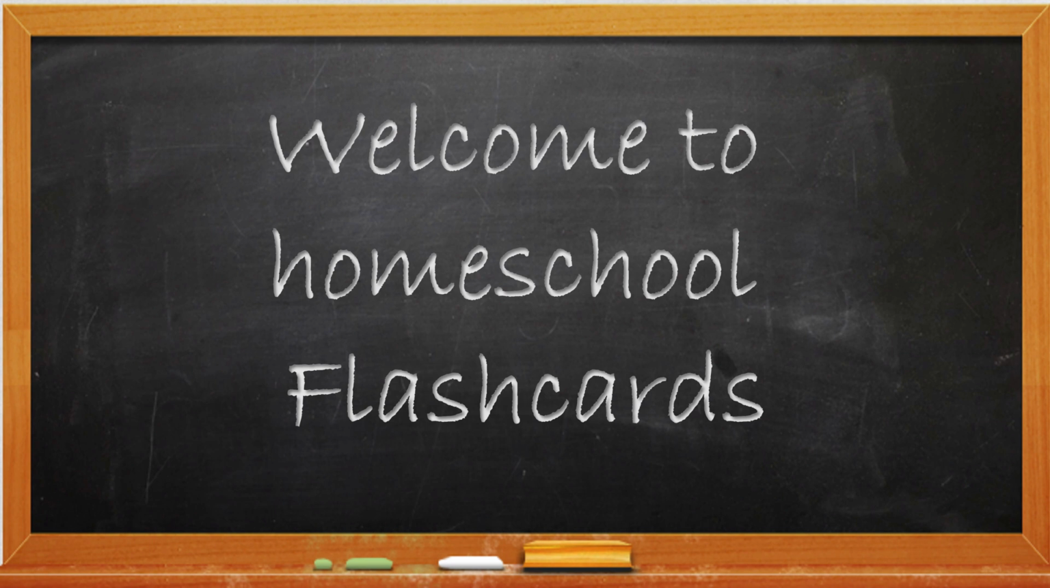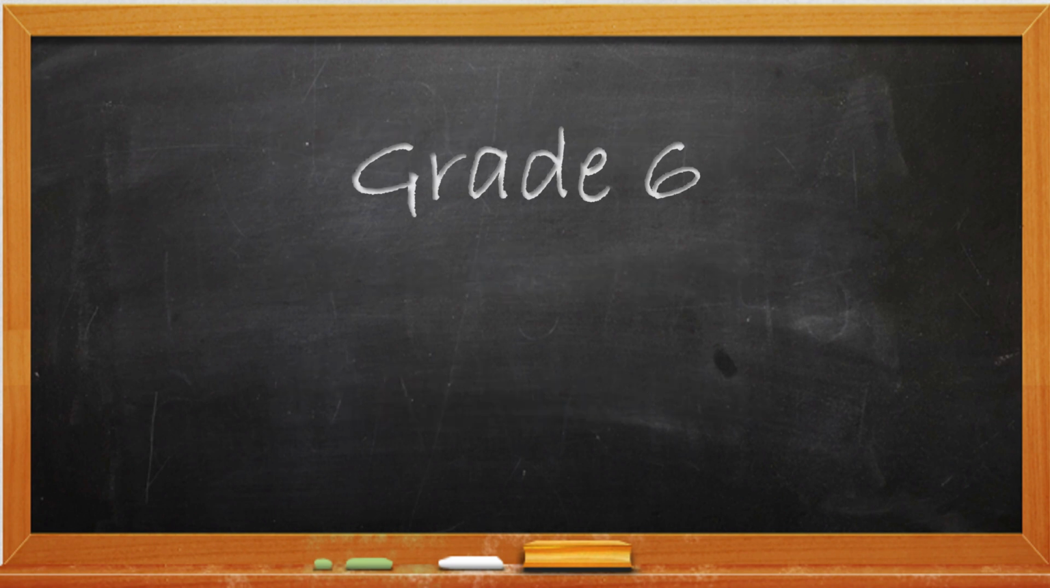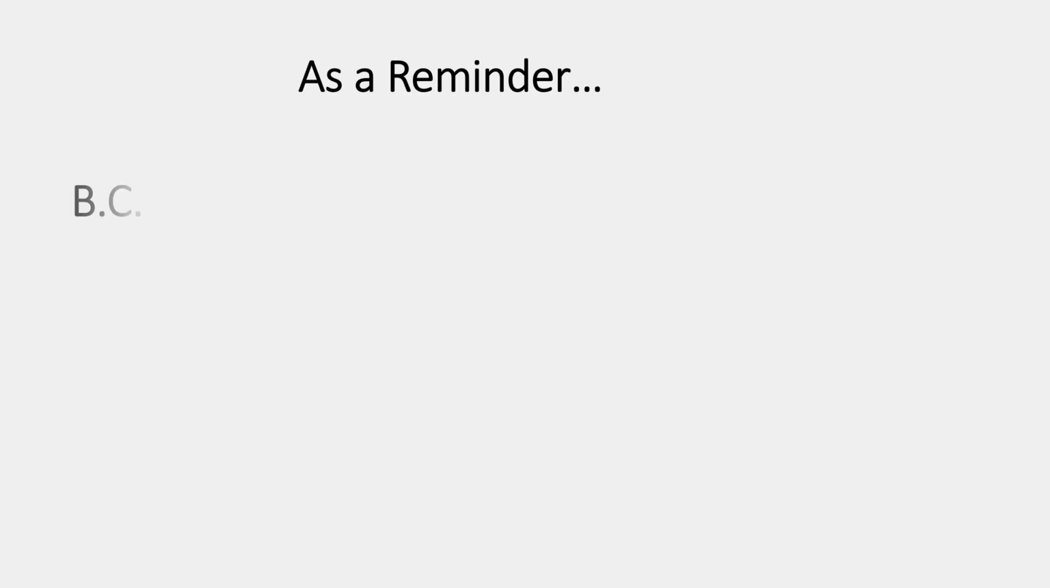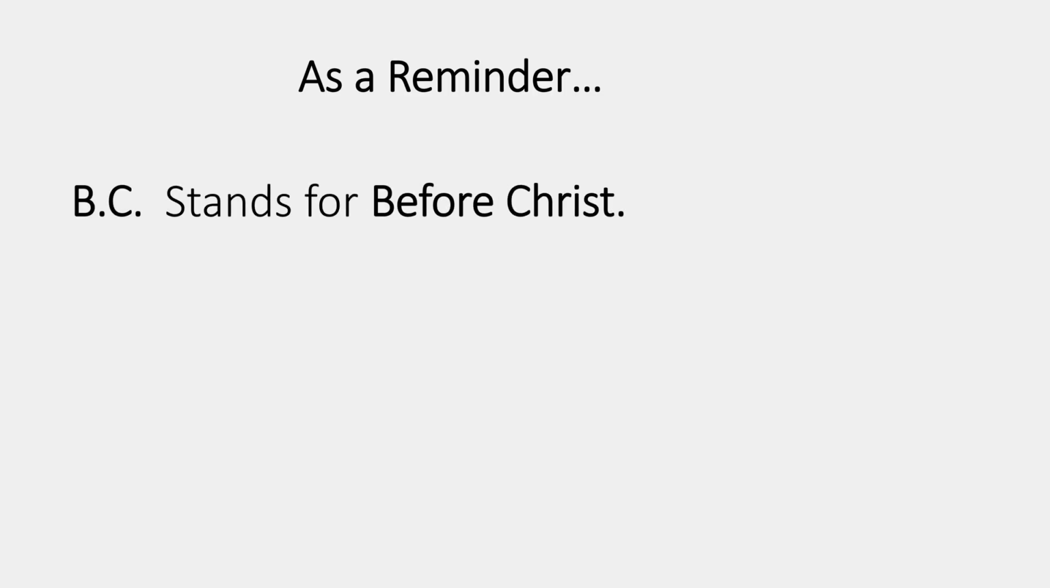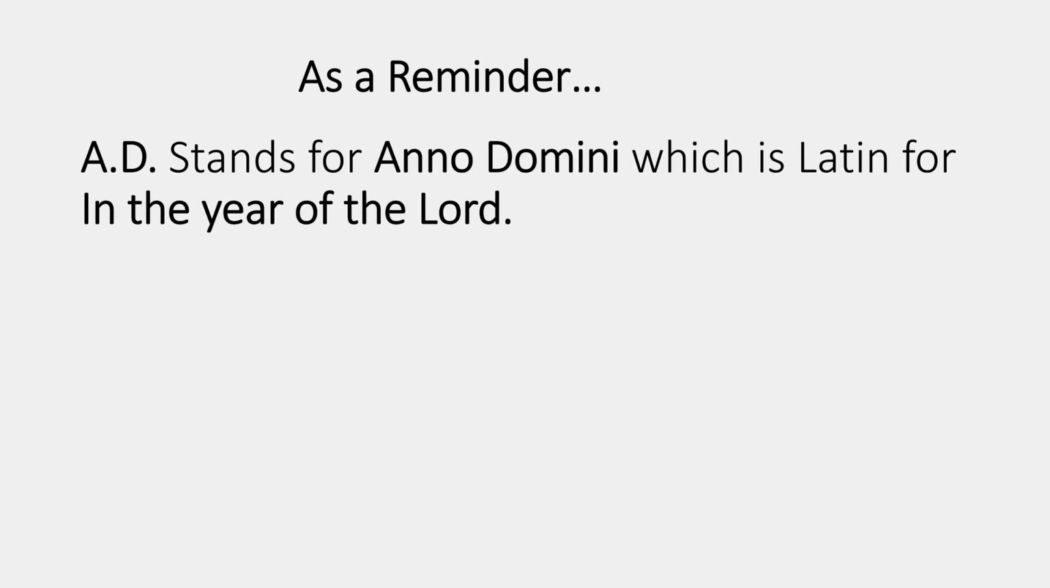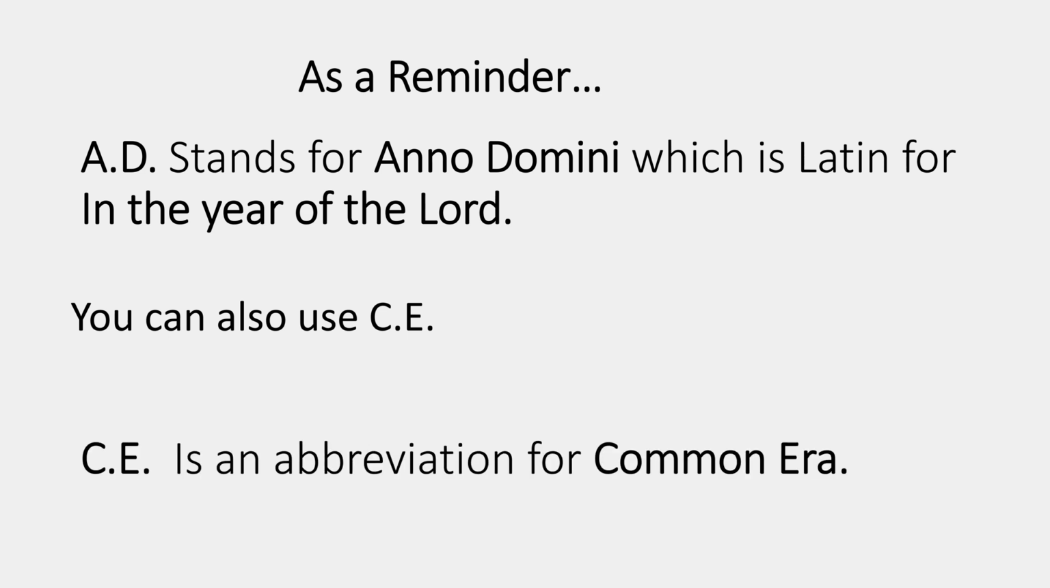Welcome to Homeschool Flashcards, Grade 6, where we will learn about calculating dates involving years BC and AD. BC stands for before Christ. You can also use BCE, an abbreviation for before the Common Era. AD stands for Anno Domini, which is Latin for in the year of the Lord. You can also use CE, which is an abbreviation for Common Era.